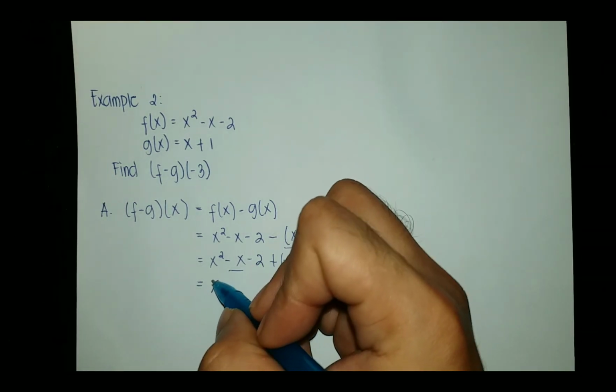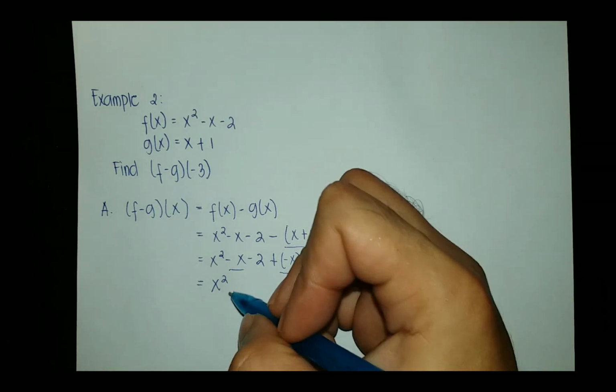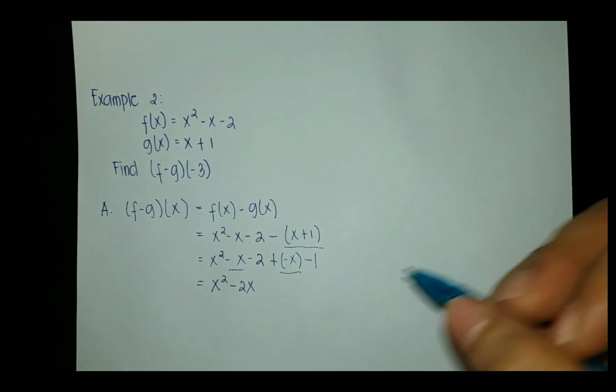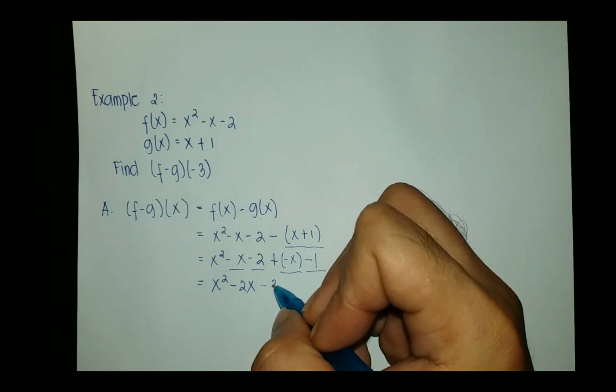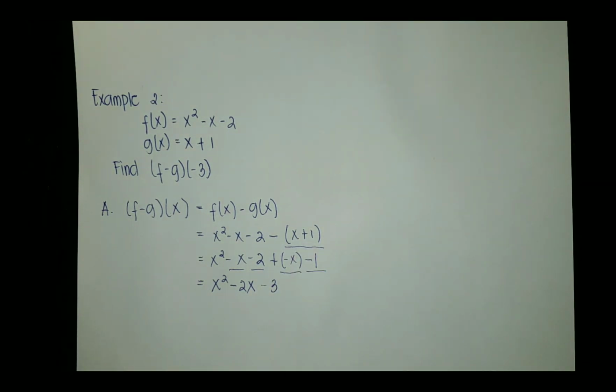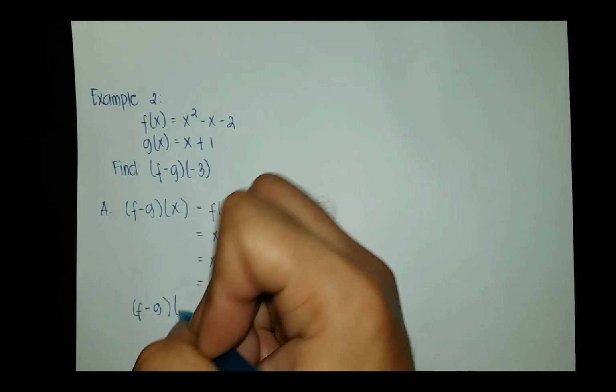So copy x squared first. Then negative x plus negative x is equal to negative 2x. Then negative 2 plus negative 1 is negative 3. Then find f minus g of negative 3.